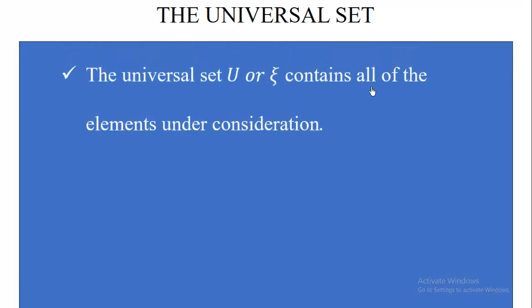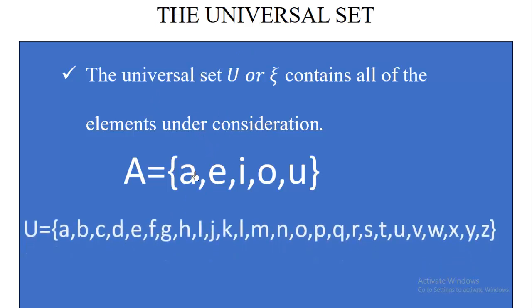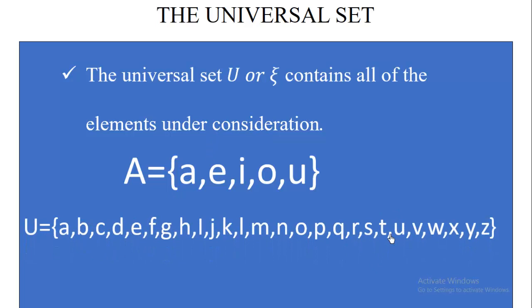The universal set. The universal set is denoted by this symbol or this. It's a set that contains all the elements under consideration. So if we have the set of the vowels, then the universal set will refer to the alphabets. So this is the universal set, all the alphabets for the vowels. In the same way, if you have the set of consonants, then the universal set will be the set of English alphabets.